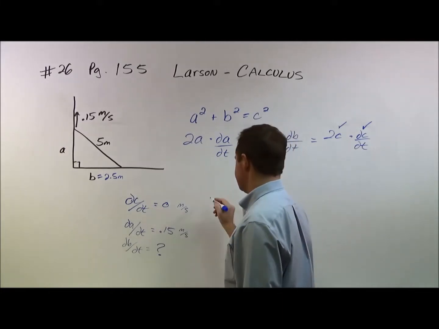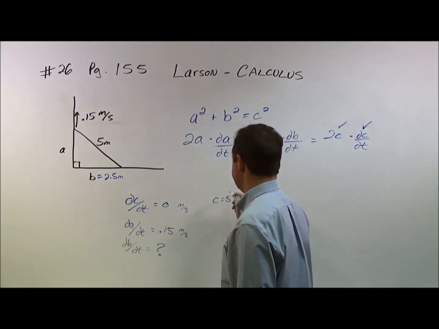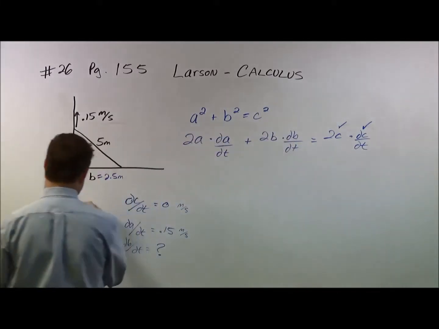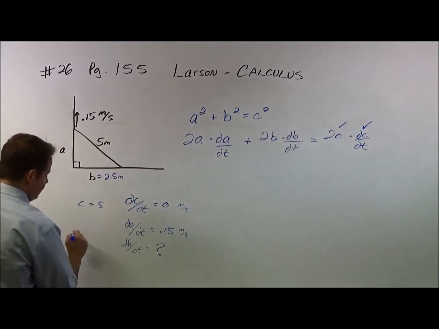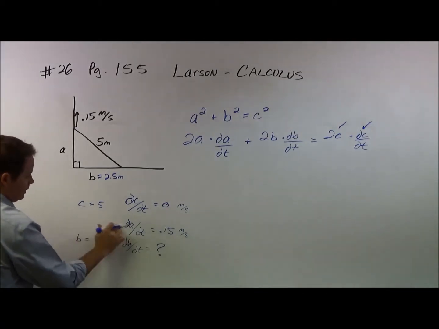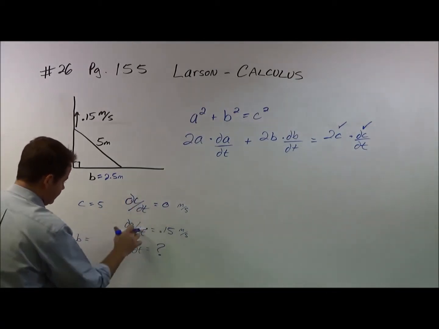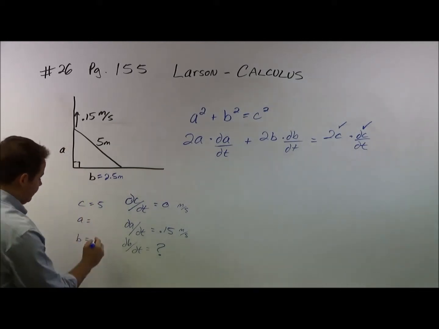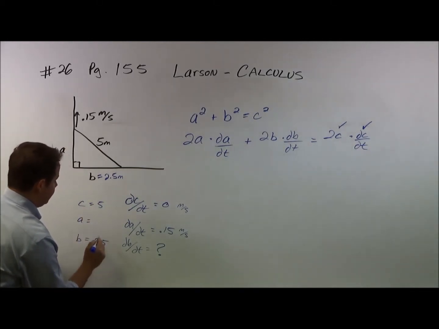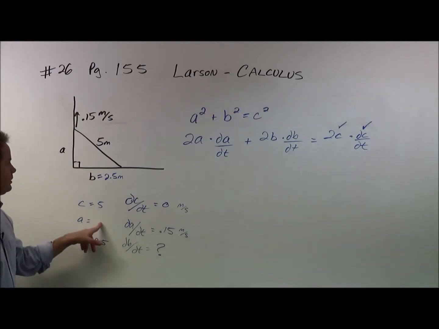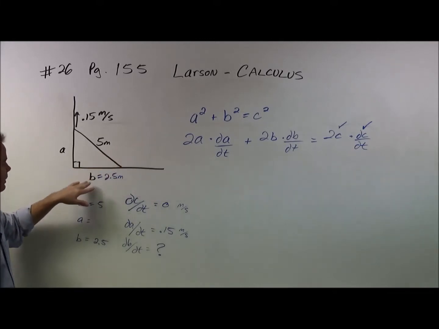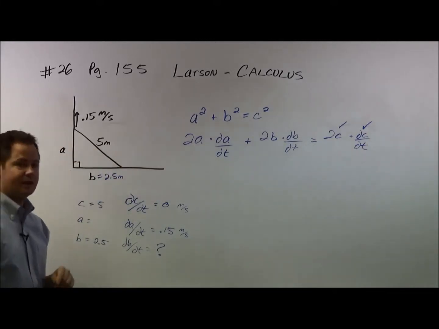So if we match these up, we know that C is 5, as we said before. Actually, let me just move this over here to this side. So we've got C is 5. We've got B. I'm just lining these up with the dC/dt with C, dA/dt with A, and so forth. So B we know is 2.5 in this example. And then A we don't know yet, but we can figure it out, because if we use our original Pythagorean theorem, we could solve for this missing side.